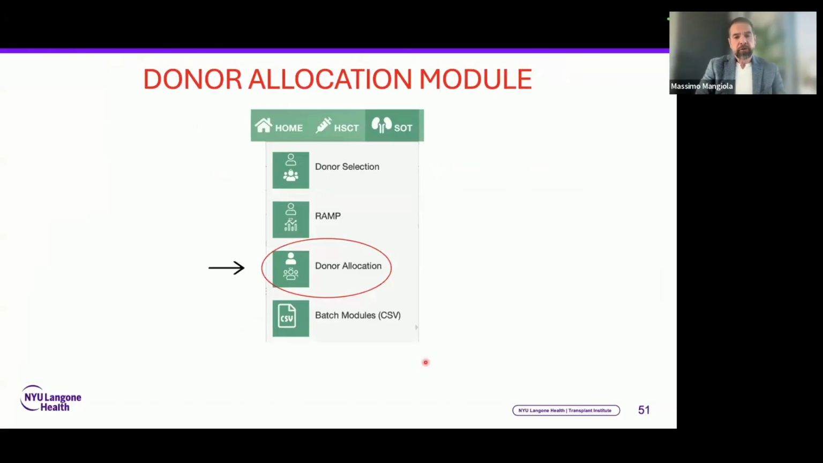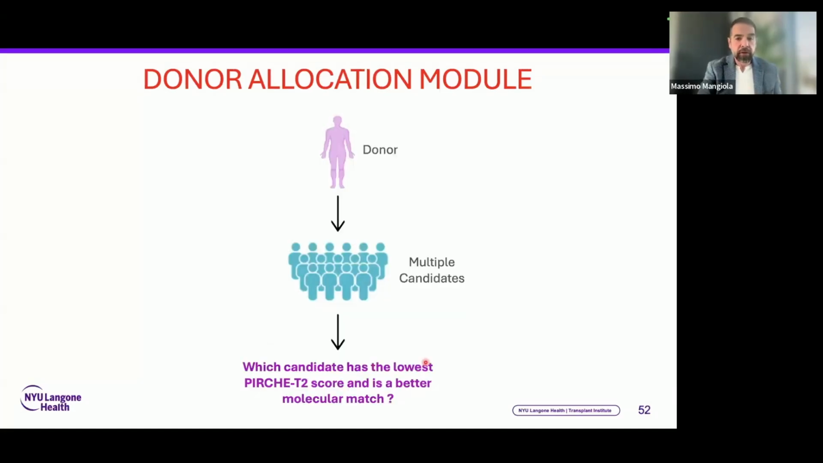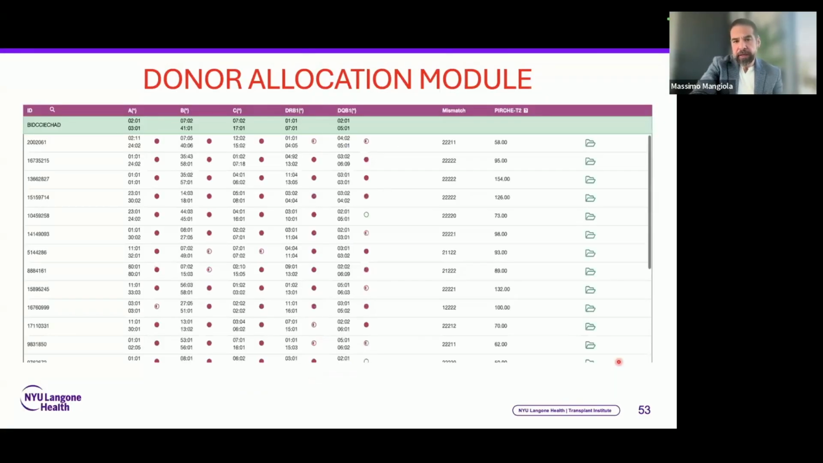The other module is donor allocation. This is the situation where you have one donor and multiple candidates, and you are tasked to figure out which one of the candidates has the lowest PIRCHE-II score and therefore is a better molecular match. So the tool works the same way. You enter the HLA of the donor, you enter the HLA of the recipients. You have a bunch of results that you see right here.